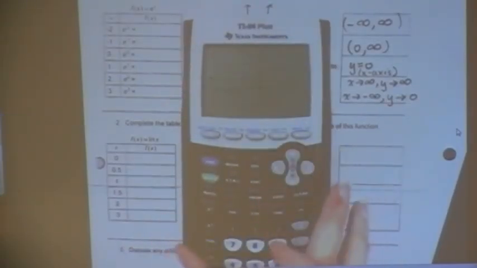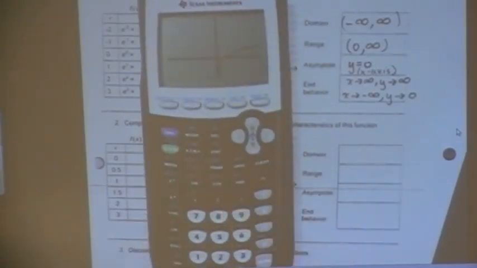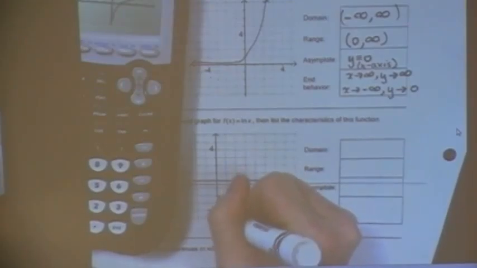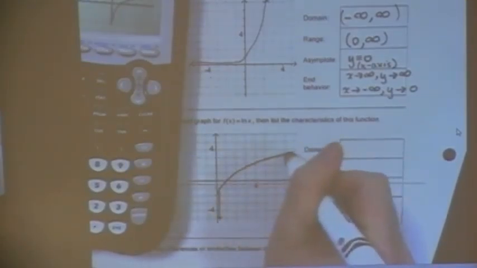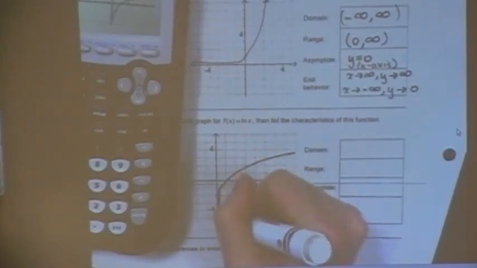So now let's switch it, and we're going to put in our log function. So we're going to go down and use that ln button. That means natural log. And there's our graph. And again, it looks like it started right here, but it doesn't really. It goes all the way down with an arrowhead. So it looks kind of like that.